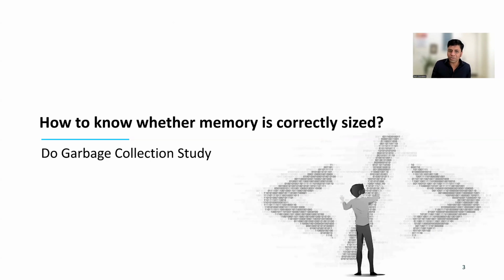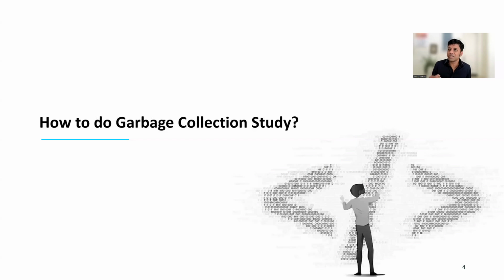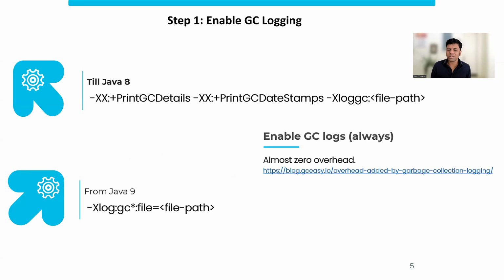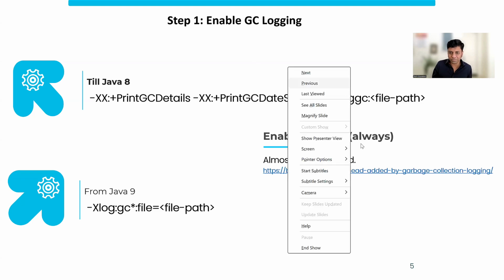Now, this brings a question: how do I study my application's garbage collection behavior, so that I can find whether I have allocated the right memory for my application? To do the garbage collection study, you want to enable garbage collection logging on your JVMs. The best way to do the study is from the garbage collection logs, and they can be enabled by passing these arguments to your JVM.